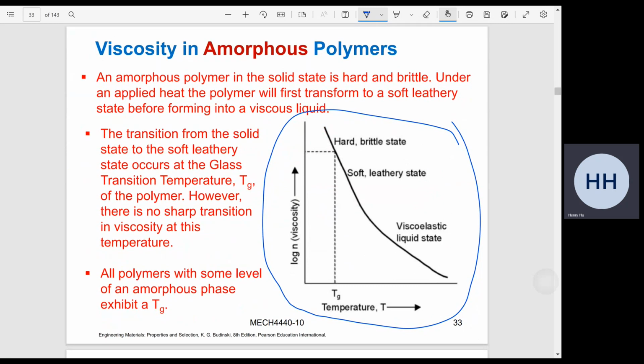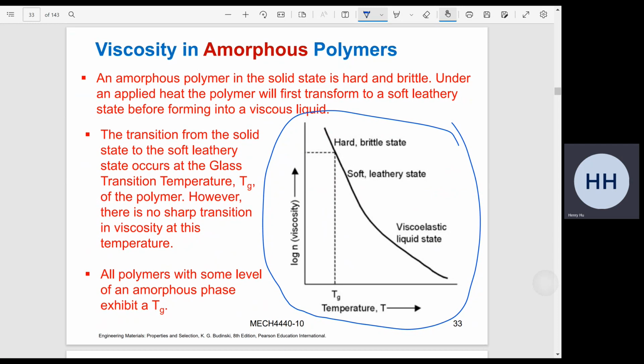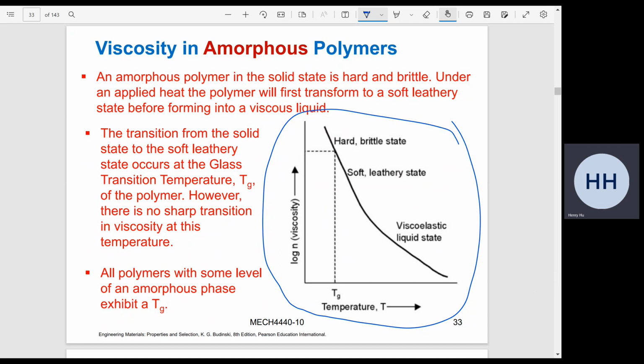So, viscosity in amorphous polymer. In general, an amorphous polymer in a solid state is hard and brittle. Under applied heat, the polymer will first transform to a softer rubbery state before forming a viscous liquid. The transition from the solid state to the softer state occurs at the glass transition temperature.